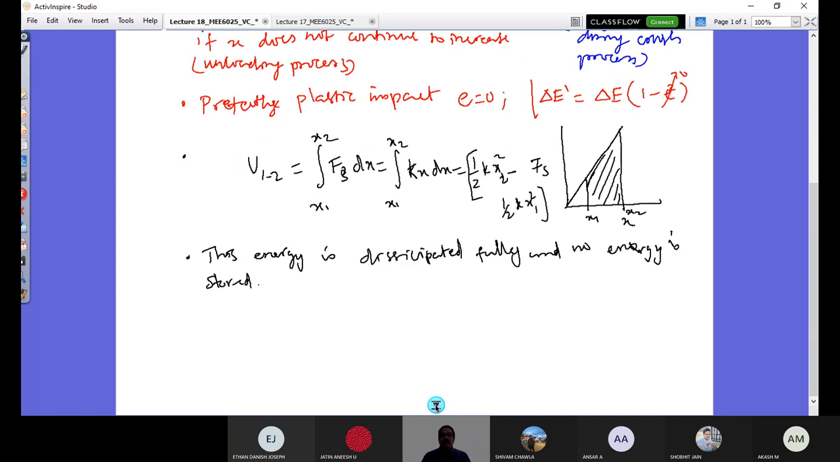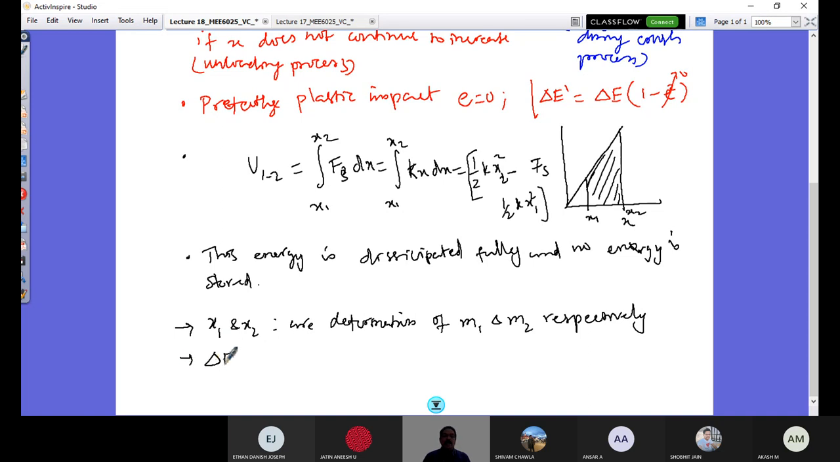Now let's define the following and then proceed to understand the derivation for the change in velocity. Let x1 and x2 be the deformation of M1 and M2 respectively during collision. That's the first statement. And let delta E1 be the crush energy of M1. How do you get that? It is the integral of F dx, that is the integral of K1 x1 dx, so I would have half K1 x1 square.